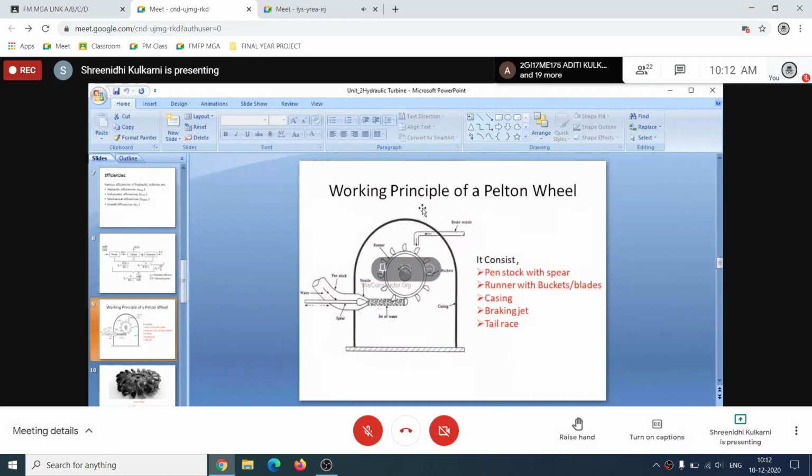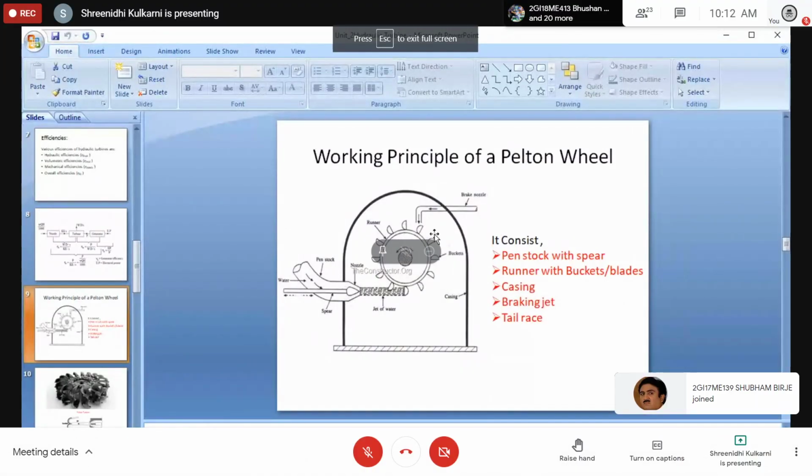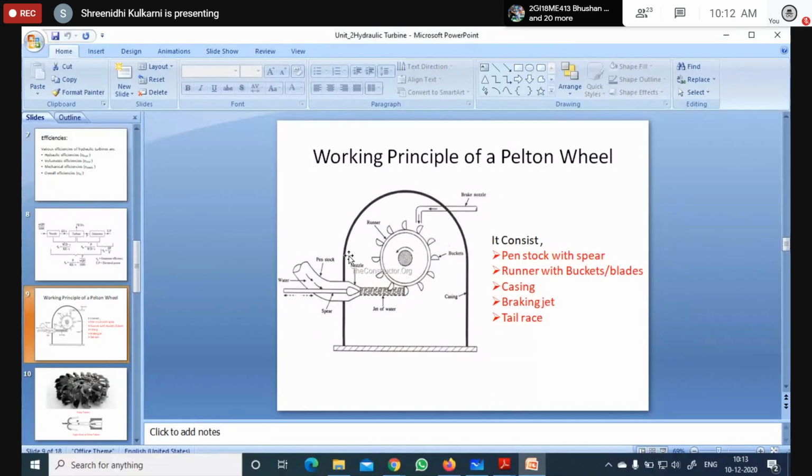So it consists of one is a penstock with spear. So this is the penstock with spear. Then the runner with buckets or blades. So this is the casing, and this is the braking jet. And one more, this is called tail race. Okay, this is tail race.